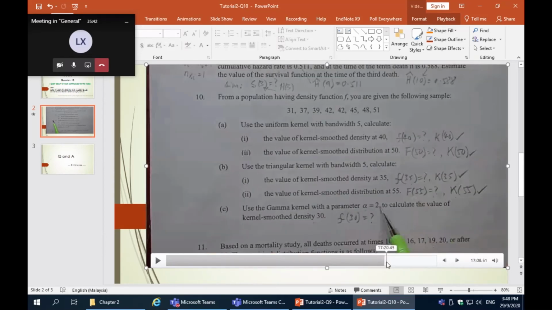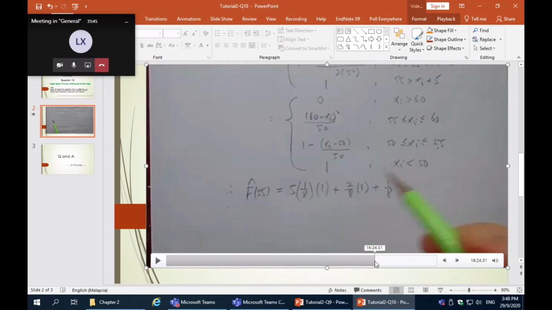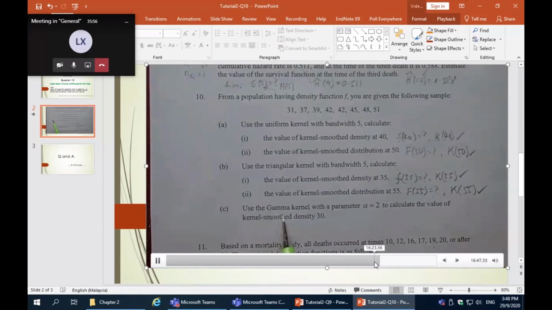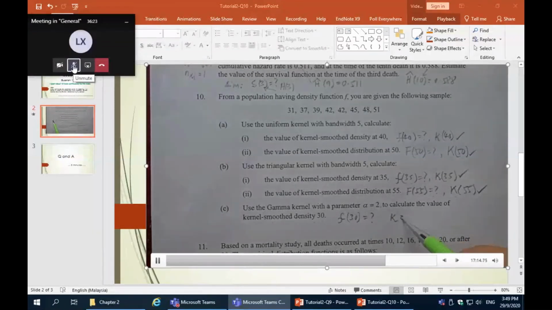Okay, and after that, I think part C is quite simple. That is the gamma kernel distribution, quite straightforward. We go to part C. Use the gamma kernel with parameter alpha is 2 to calculate the value of the kernel smoothed density at 30. So that means we have to find the kernel smoothed density at 30 based on this gamma kernel with parameter alpha equal to 2. For part C, we just use the formula for the kernel density at 30 from this gamma kernel. You can get this result to solve this problem.